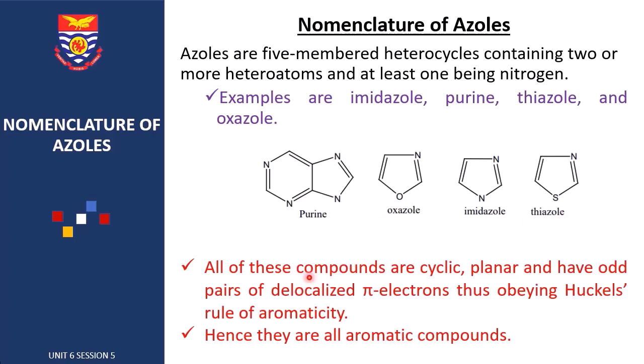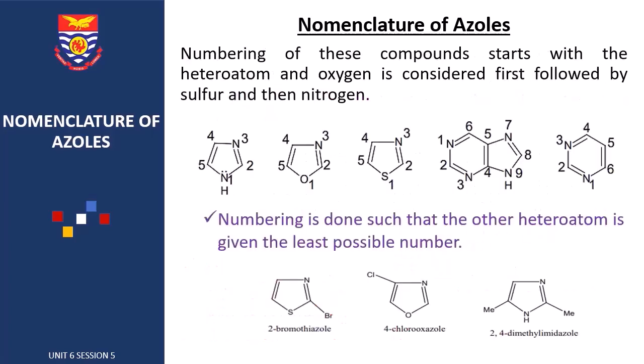Now, all these compounds we have here are aromatic compounds because they obey Huckel's rule of 4n plus 2 pi electron system. They are cyclic, they are planar as well, and of course they are conjugated, right? So, all of these compounds here are aromatic compounds.